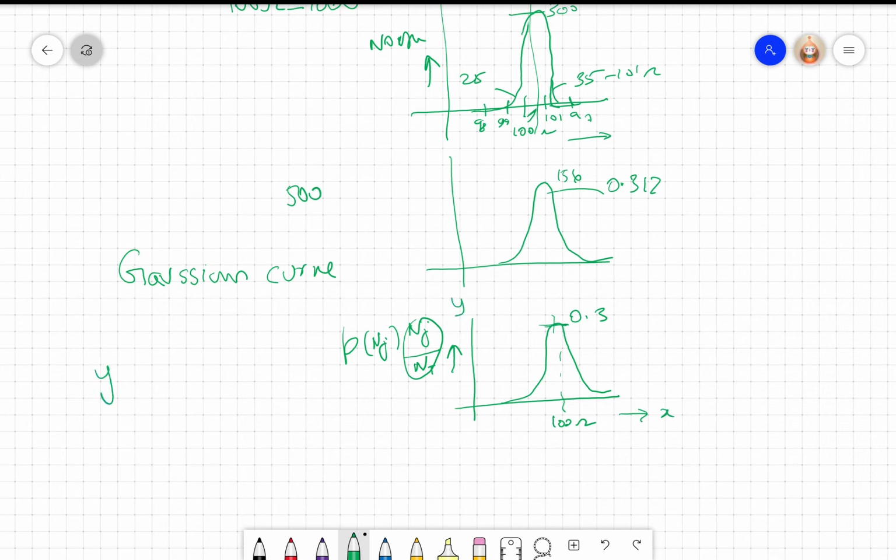We put y equal to h by root pi into e power minus (x minus x bar) whole square h square, where h is the height, this height, that is height, right? So this is the Gaussian curve.